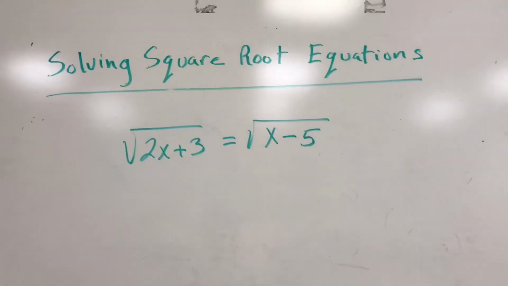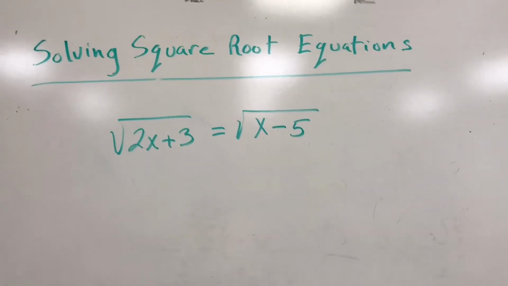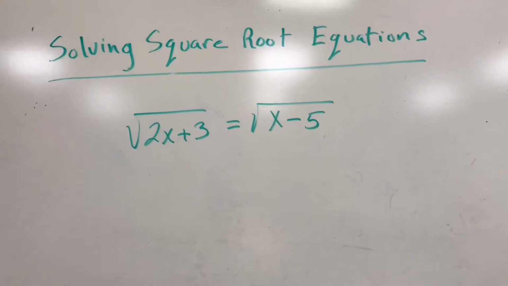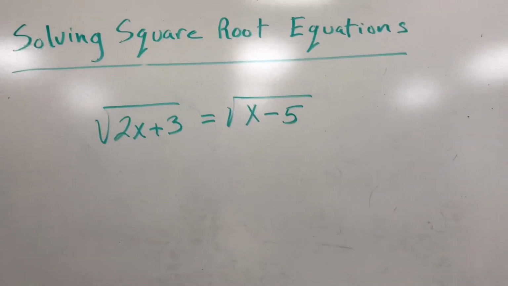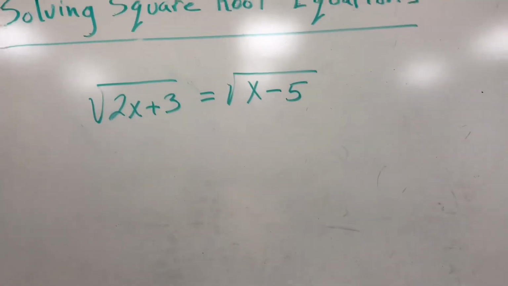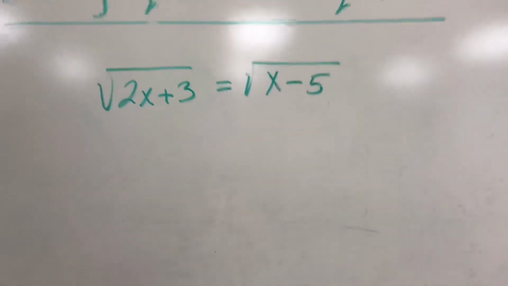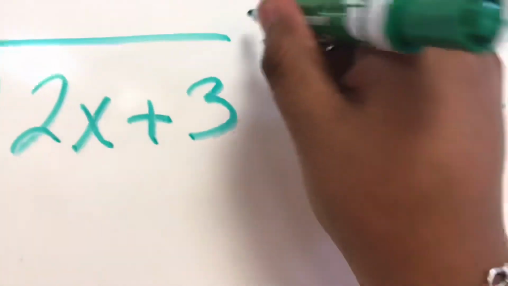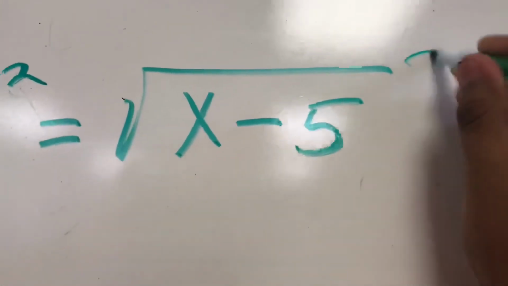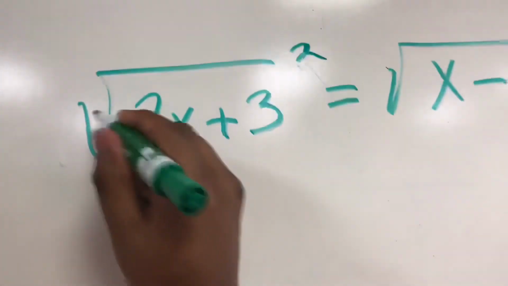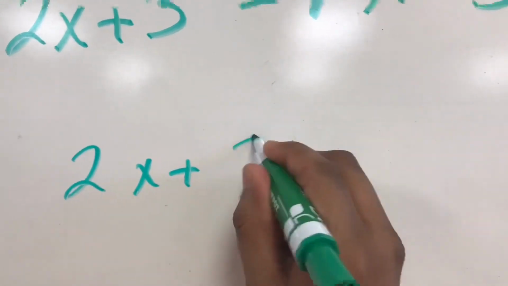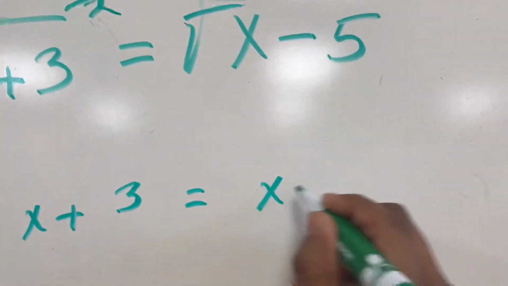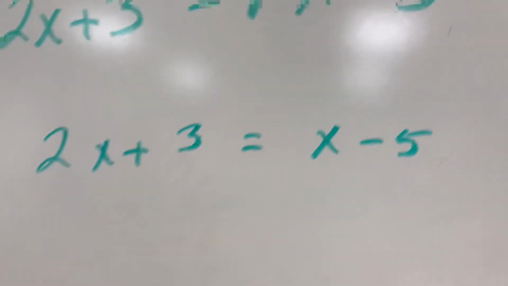The last example of a square root equation is when you have 2 square root radicals set equal to each other. So for example, the square root of 2x plus 3 equals the square root of x minus 5. So once again, in order to cancel out the radicals, you're going to have to raise both sides to the second power. The radicals cancel out. All you're left with is what's on the inside: 2x plus 3 equals x minus 5.